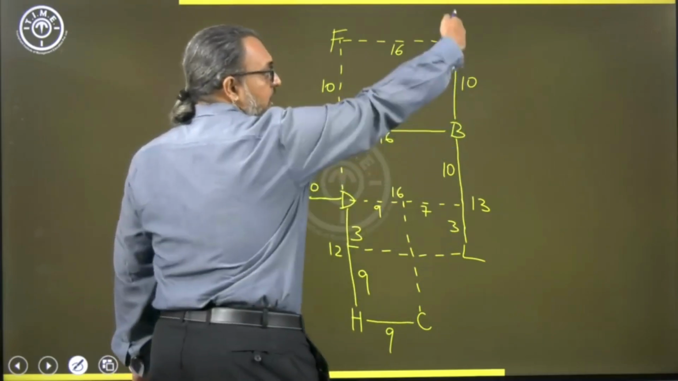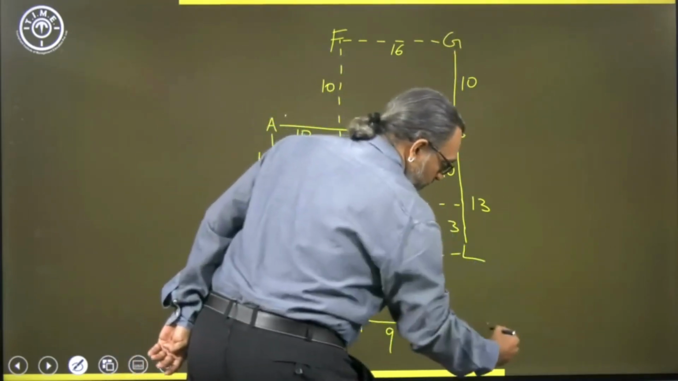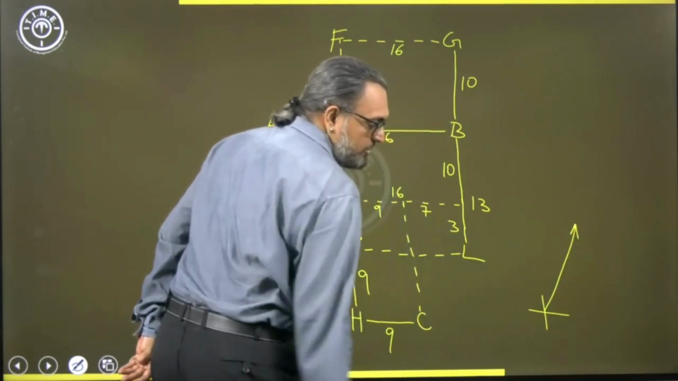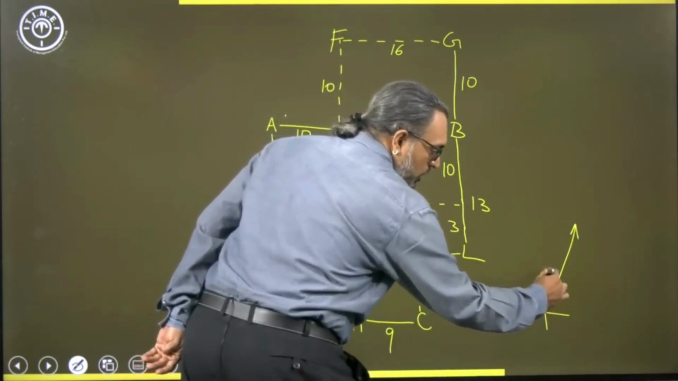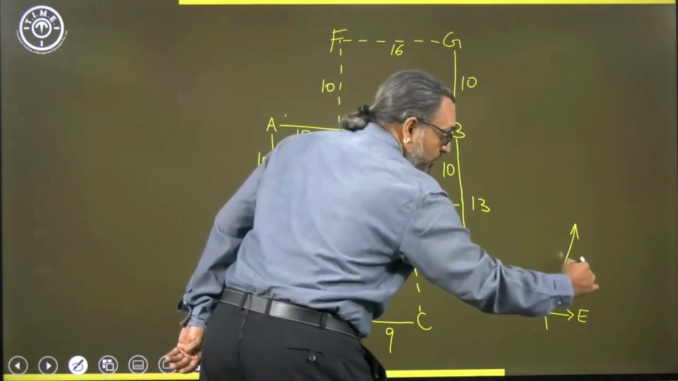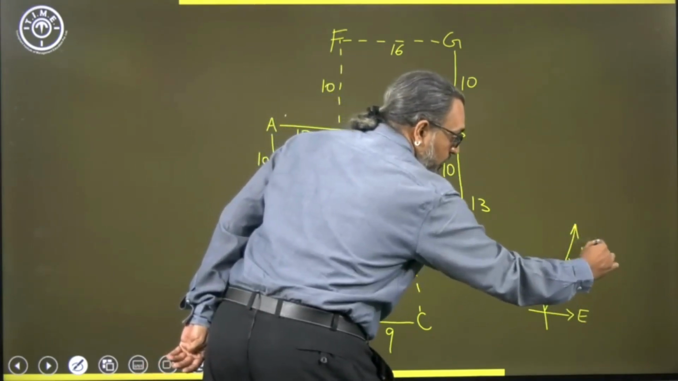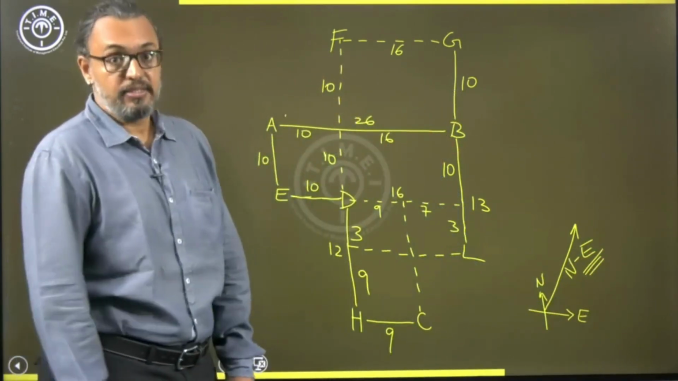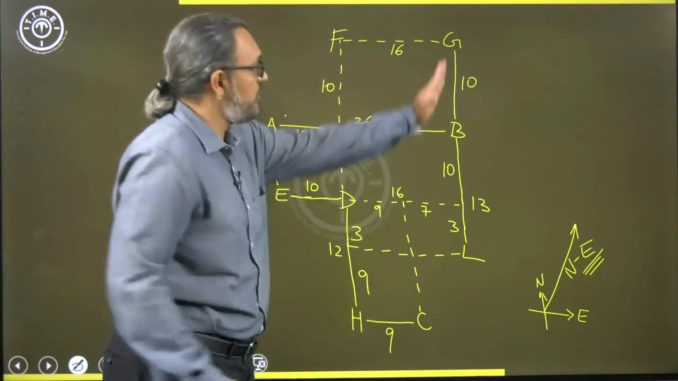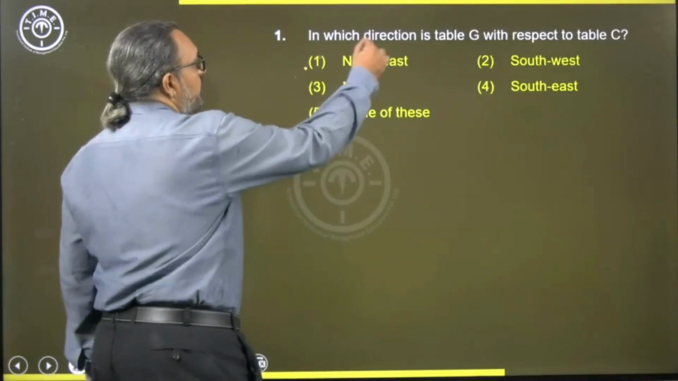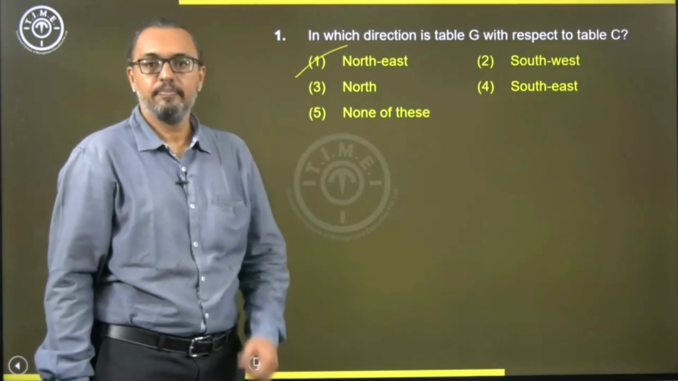So the direction is slanting towards the right, correct? If I take a plus sign at C, this is how the direction is. The above direction is north, the right direction is east. So in between, what do you get? You get northeast. So from C, it is northeast, correct? And that's available in option 1.